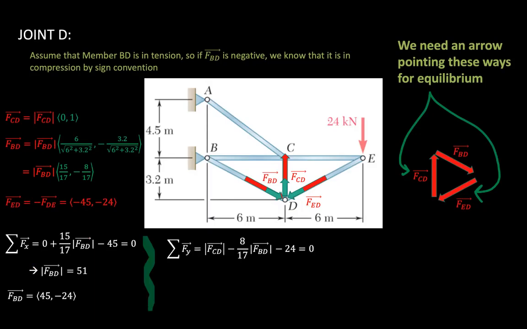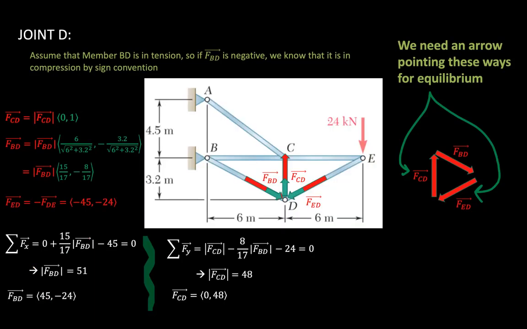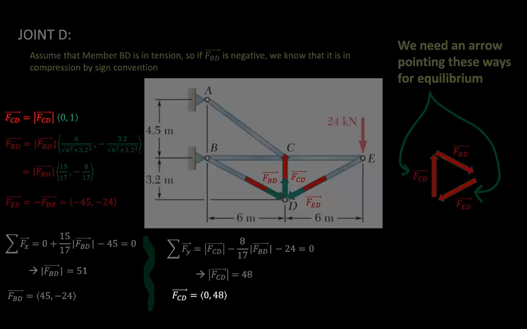The sum of the forces along the y direction is equal to the magnitude of the force CD minus 8/17 times the magnitude of the force BD minus 24 kilonewtons, and that is equal to 0. That gives us that the magnitude of the force CD is equal to 48 kilonewtons. So FCD as a vector is equal to 0, 48. We got that by plugging in the magnitude FCD into this equation.